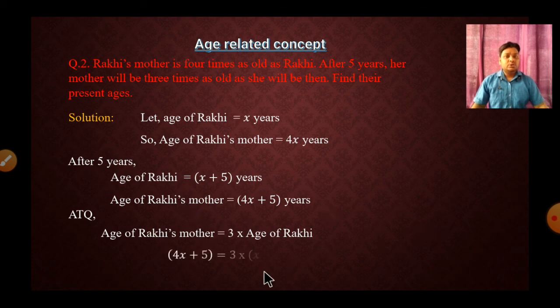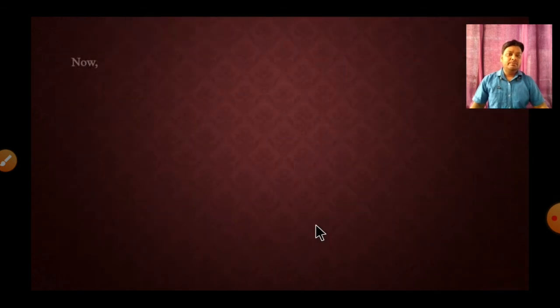Okay. So we can put the value age of Rakhi's mother 4x plus 5 here, and age of Rakhi x plus 5, and here 3 into. Now we will multiply 3 with x and 5 both. It means 3 into x is 3x and 3 into 5 is 15. Okay. So it will be 4x plus 5 is equal to 3x plus 15.